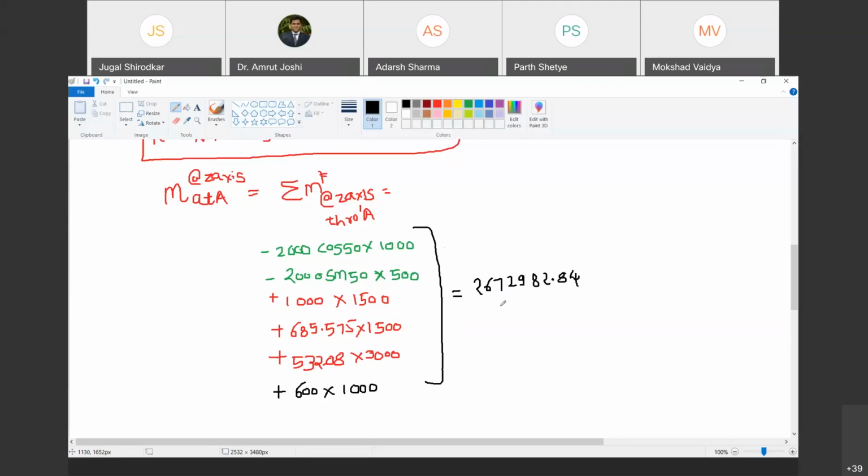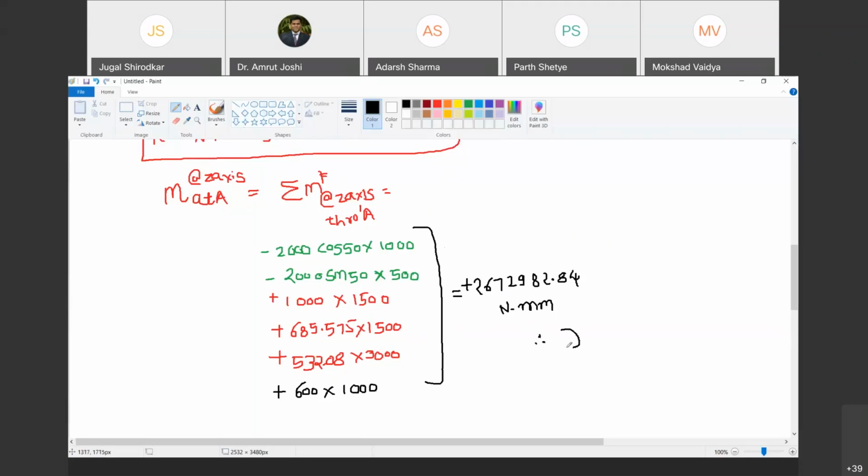फोर्सेस किस में सब्स्टिट्यूट किया आपने? न्यूटन में. और डिस्टेंस किस में सब्स्टिट्यूट किया? एमएम में. So it is important to write down the unit. Unit will be Newton mm. Force multiplied by distance. And what is its sign? Its sign has turned out to be positive. Is it correct? Yes. And therefore it is anti-clockwise.